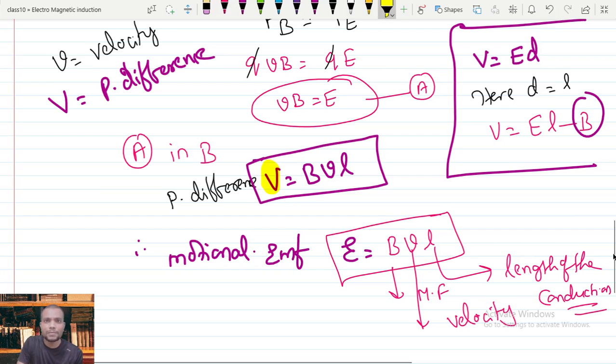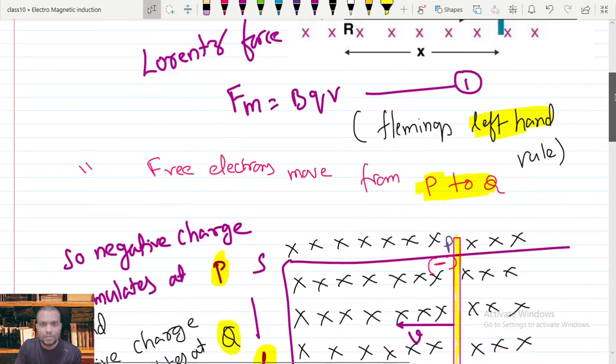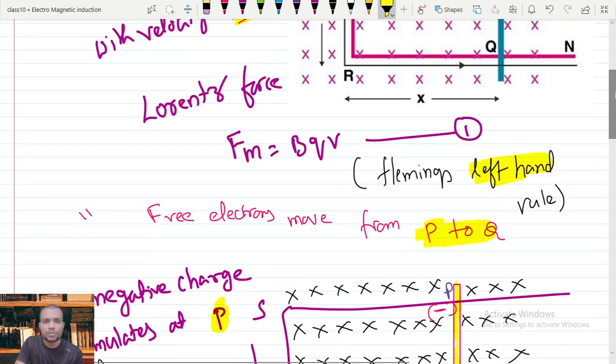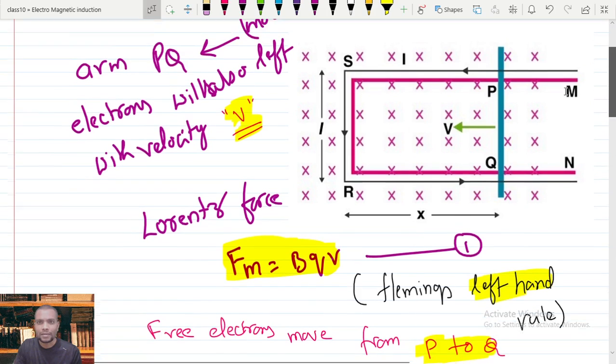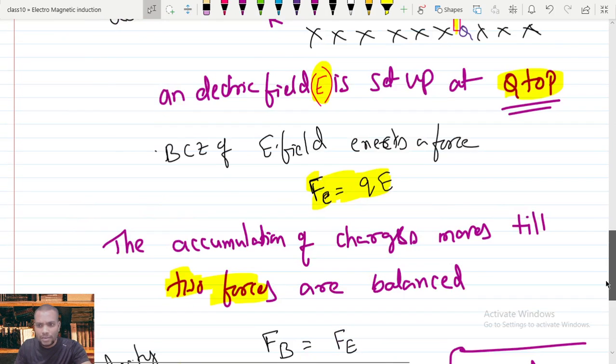So this is the same expression we derived by using Faraday's law. But the same expression here we derived by using Lorentz force. So what is the Lorentz force? Lorentz force is a force which is experienced by a charged particle when it is moving in a uniform magnetic field. So let's go further.